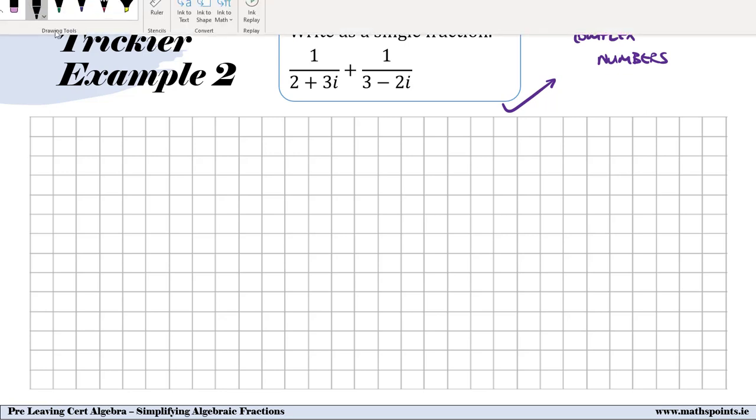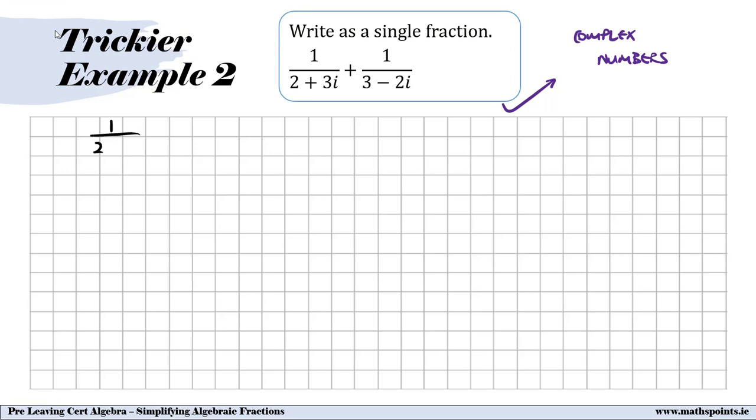So writing down the two fractions, we have 1 over 2 plus 3i, and I want to add to that fraction 1 over 3 minus 2i. So I put down an equals and I draw a line across the width of the sum. In this example, the common denominator is the product of the denominators of the two fractions. So 2 plus 3i times 3 minus 2i.